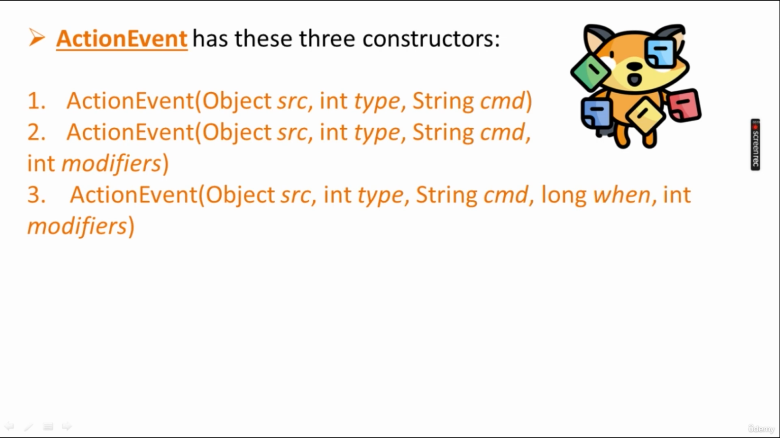First is ActionEvent(Object source, int type, String command). Second is ActionEvent(Object source, int type, String command, int modifiers). Third is ActionEvent(Object source, int type, String command, long when, int modifiers).